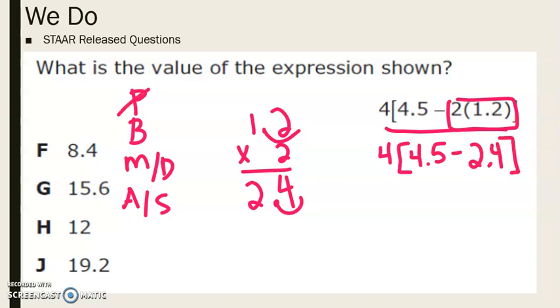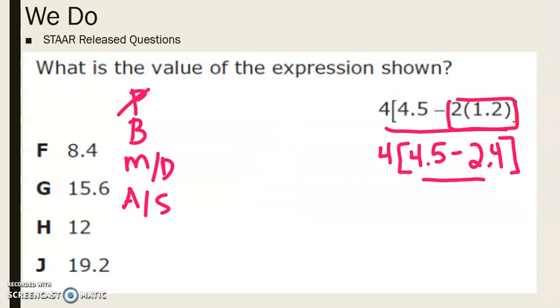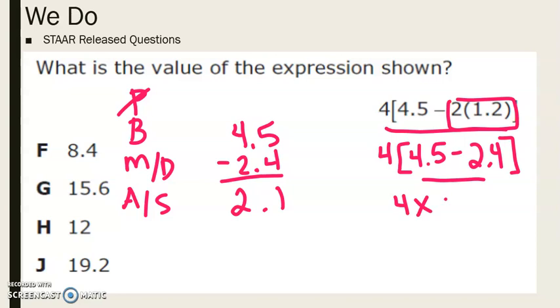Alright, now I'm done with parentheses. Now I have brackets. And in those brackets, I have 4 and 5/10 minus 2 and 4/10. Okay, so let's go ahead and solve for that. Remember to line up your decimal. So in my tens place, I have 5 minus 4, which is 1. Bring down my decimal. 4 minus 2 is 2. So now I'm left with 2 and 1/10. So I'm going to go back and write my problem. I have 4. And remember, those brackets now become multiplication. So 4 times 2 and 1/10.